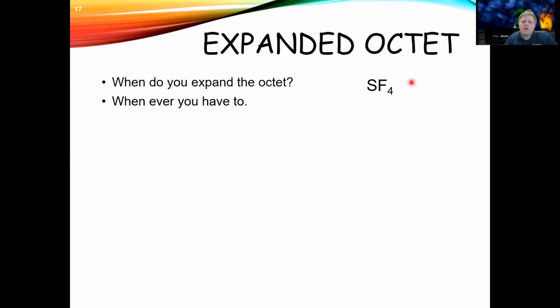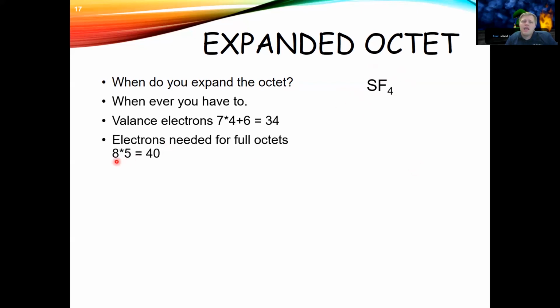So with SF4, if we count how many valence electrons each of these is coming in with, sulfur is coming in with 6, each of the fluorines is coming in with 7, so we have a total of 34 valence electrons here. And if we look at the ideal, how many electrons we'd need for each of these to have an octet by itself, that would be 8 times 5 or 40. So 40 electrons is our ideal, 34 is our reality. If we compare those, there's a 6 electron difference. If we divide that by 2, that tells us that we need 3 bonds to make this molecule happy.